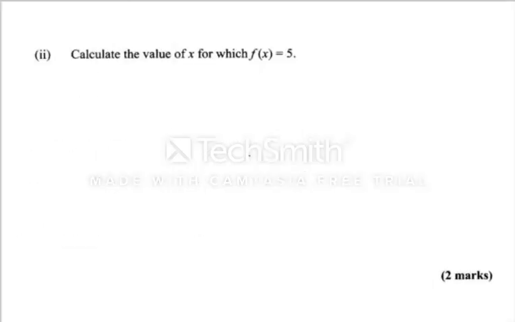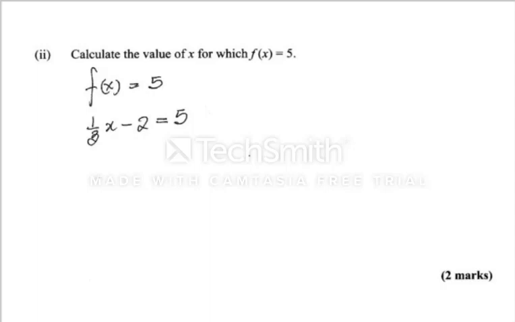All right, the second part of the question: calculate the value of x for which f of x is equal to 5. So we're told that f of x is equal to 5. But f of x is 1/3 x minus 2, and this is equal to 5. All right, let's solve this equation for x. We're asked to calculate the value of x for which f of x is equal to 5.